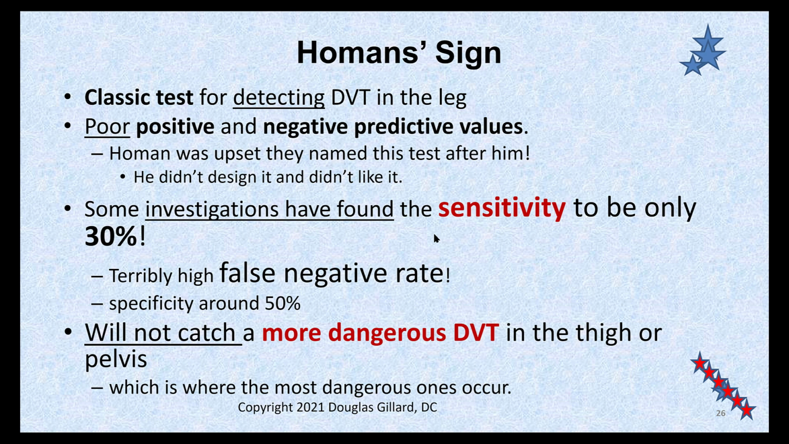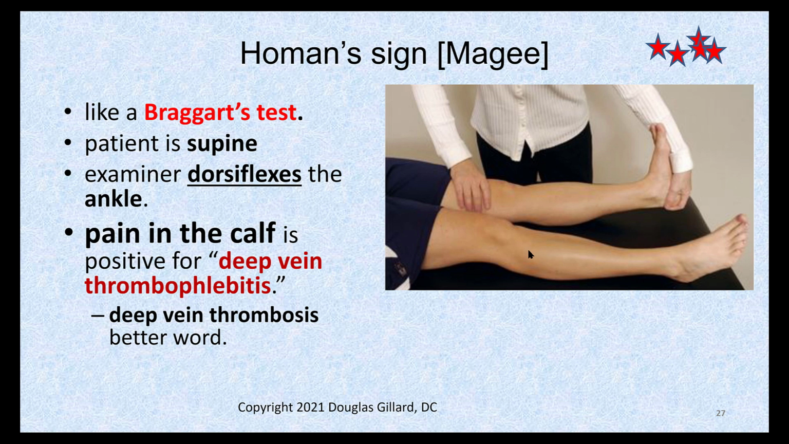If you do have thrombus forming in the posterior tibial, all those vessels, the peroneal vein, it might actually catch it there. But a terrible, terrible sensitivity: 30%. Okay, but here's how you do it.